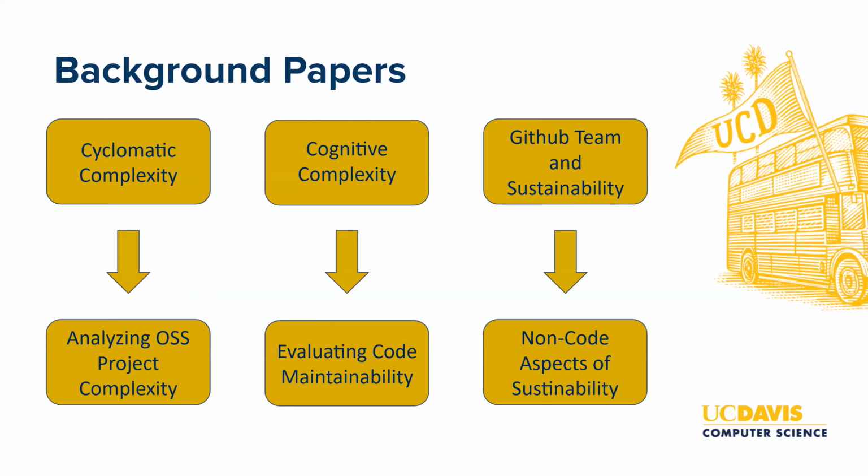The first one is about cyclomatic complexity, and we'll be using it for structural complexity and testability analysis, and it will provide a baseline for analyzing OSS project complexity. And also, we'll use a paper on cognitive complexity, which introduces cognitive complexity as a measure of understandability, complementing cyclomatic complexity. This will help us evaluate code maintainability, which is a key factor of OSS sustainability.